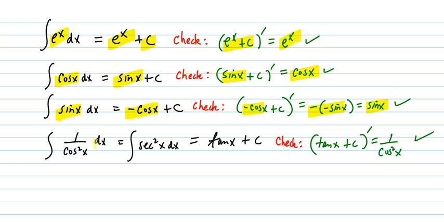Integral of sine x is negative cosine x, because if you differentiate negative cosine x, you indeed get back to sine x. And here's one, 1 over cosine squared x, which could also be written as secant squared x. Well, the antiderivative for that is tangent x plus a constant, because if you differentiate that, the derivative of tangent is 1 over cosine squared x. So it works out.